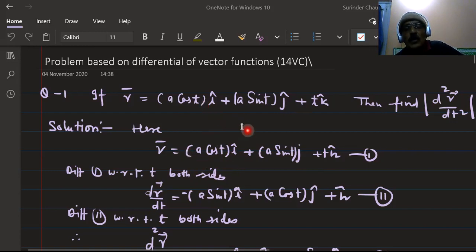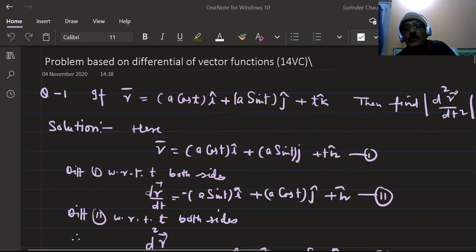d/dx of k times g(x) is equal to k times d/dx of g(x), as we did in the case of the scalar function. So the same concept will be used here. There is no need to be in a state of confusion.